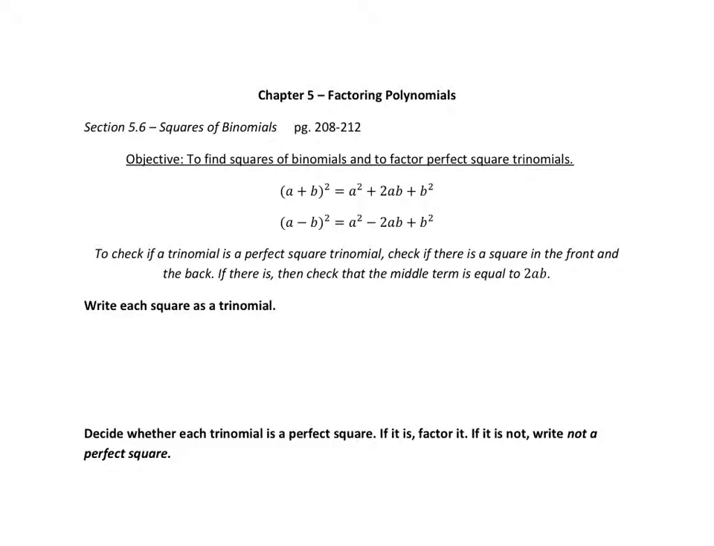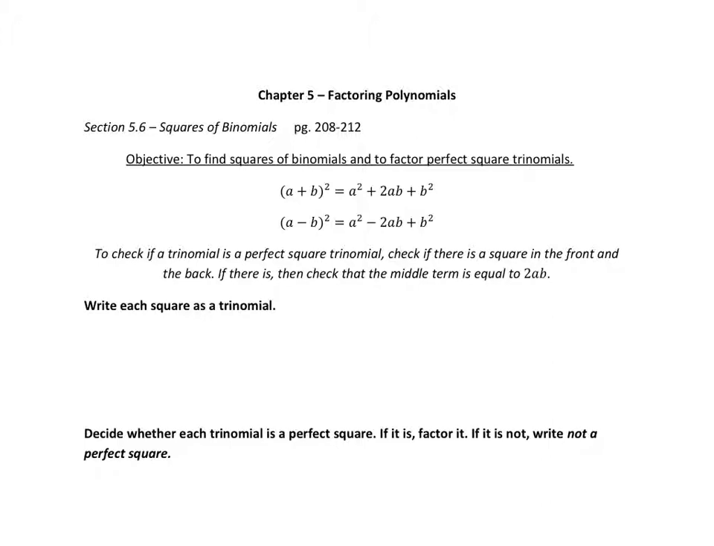Okay, section 5.6 is called the squares of binomials. So we're going to take a binomial, which was that a plus b, and we're going to square it. And once again, it's not the same thing as a squared plus b squared. You have to actually write out the binomial twice, and then either FOIL or use the box method.